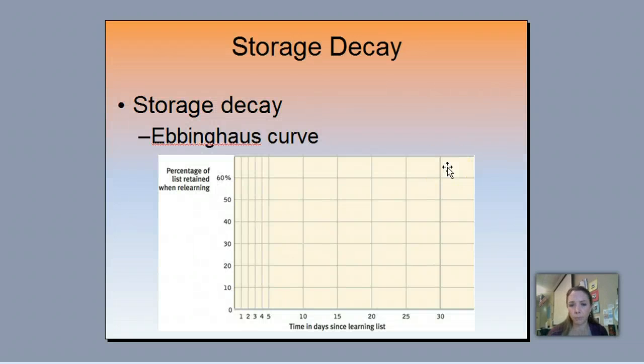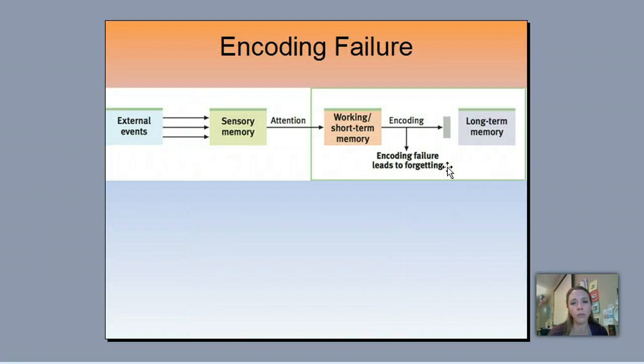Now we're going to look at storage decay. But that's different from something that's in my long-term memory and I'm unable to retrieve. So there's a retrieval failure as well. We'll look at those later. But first, let's look at the storage decay.